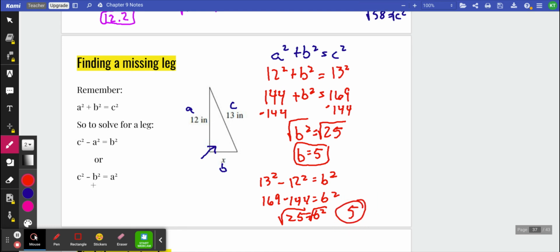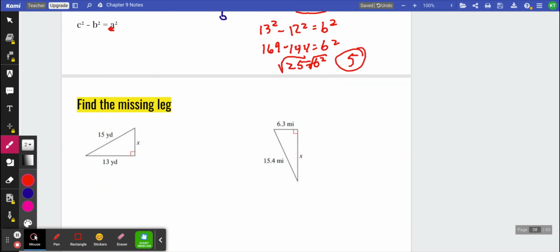So this is kind of just a shortcut when you're solving for a leg of having to subtract in the middle of your problem. If you just plug it in like this, your variable that you're solving for is already isolated. But you can choose which way you want to do that.